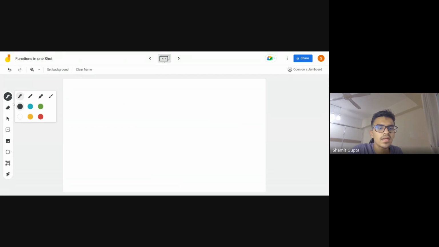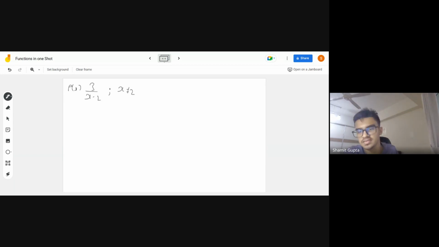One thing it's important to know is that there are certain domains which can't exist. For example, if you have 3 over x minus 2, the question can give you any domain. In this case, any domain can exist except 2, because that way the denominator becomes 0, and that gives you something called math error. It's not infinity, it's math error. So 2 can't exist, any other number can exist.